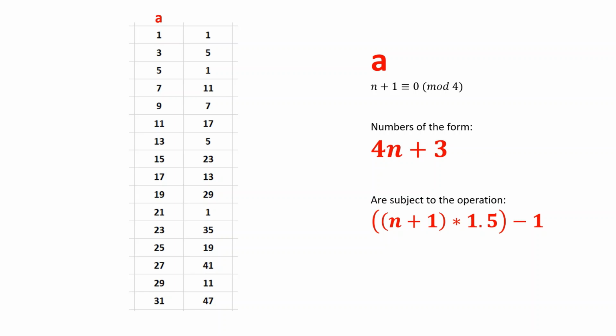The first operation is precisely (n plus 1) times 1.5 minus 1. It applies to every other odd number beginning with 3. Therefore, we can say it applies to every 4n plus 3. These numbers can be described as congruence class n plus 1 is congruent 0 mod 4. And for convenience, we can call this operation A.